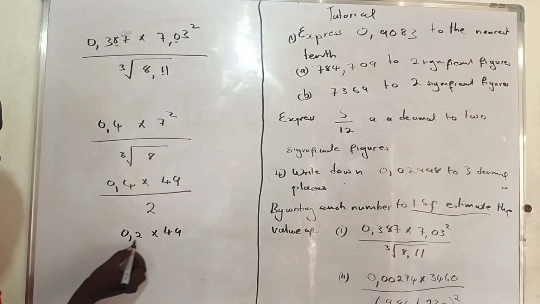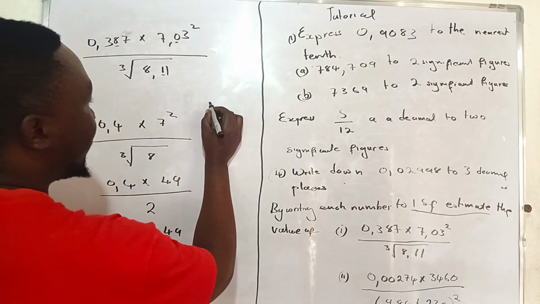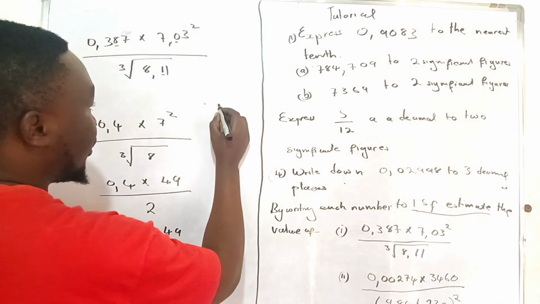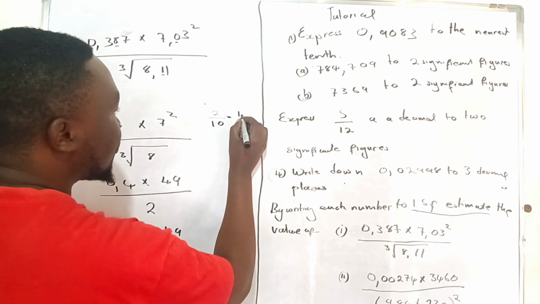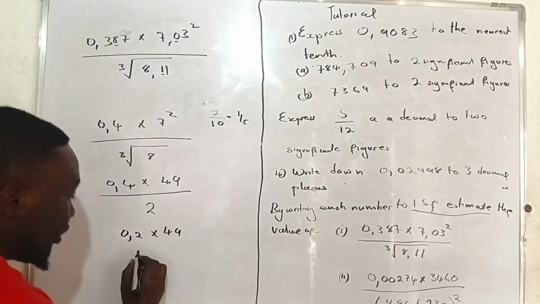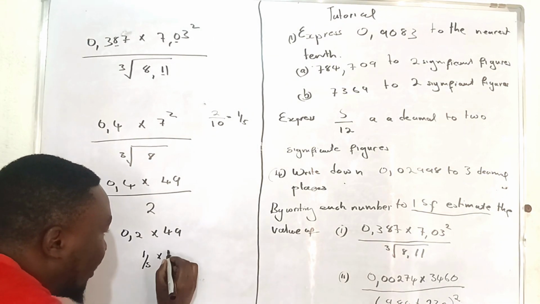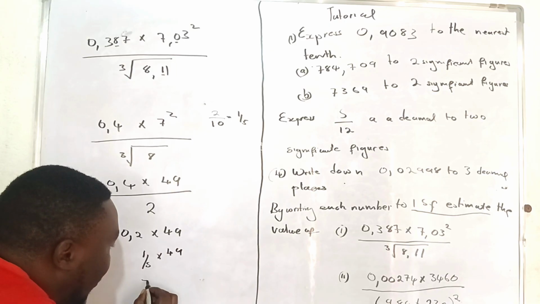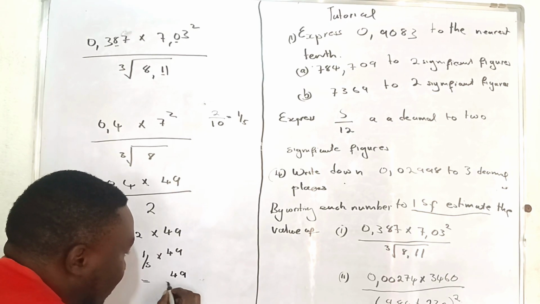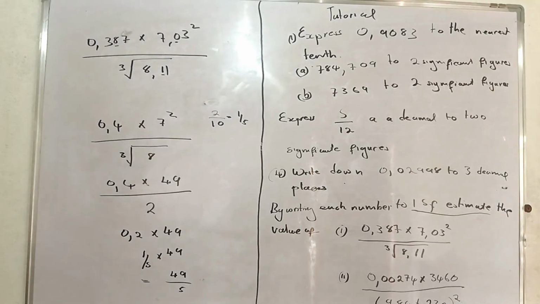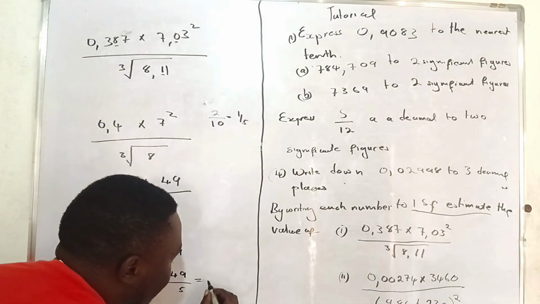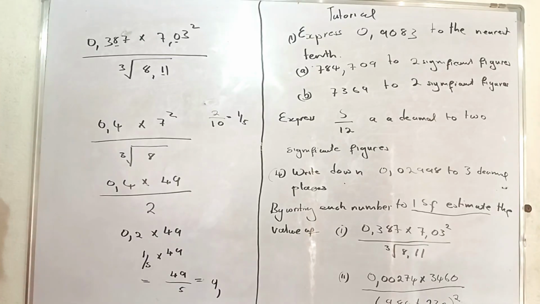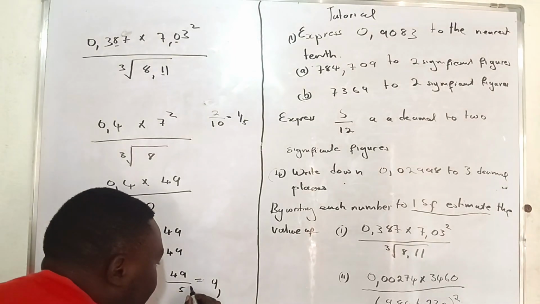So you know how to change a decimal into a fraction. Remember, to change a decimal into a fraction, this is tenths. You're going to say 2 over 10. So this is equal to 1 over 5. So you are going to have 1 over 5 multiplied by 49. So here our answer is going to become 49 divided by 5. Then you divide 49 by 5. 5 into 49, you're going to have 9, comma. So the remainder is 4.